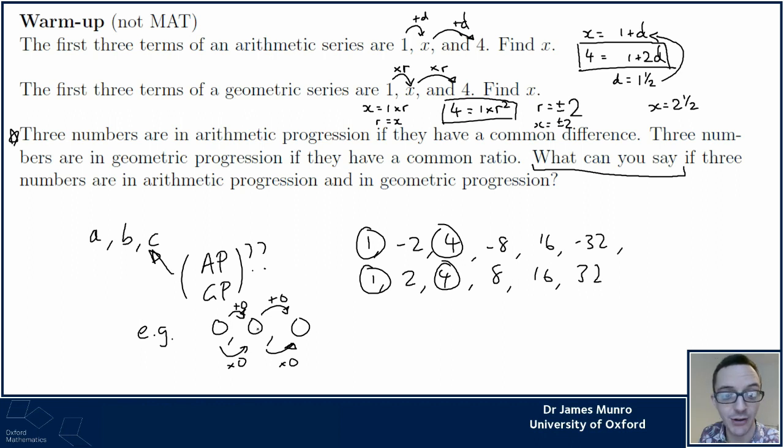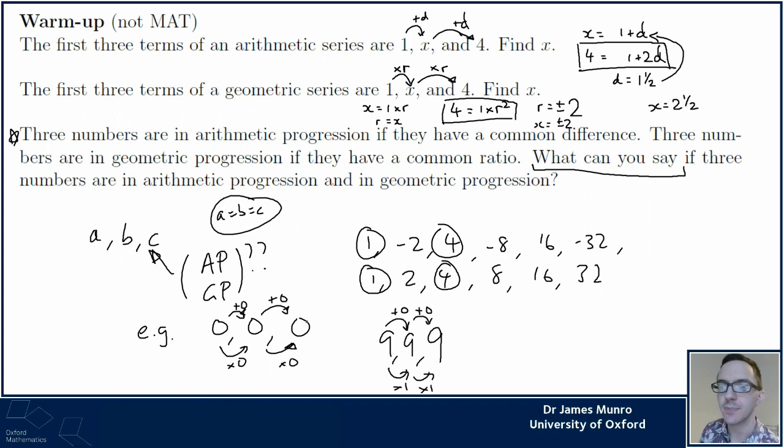There are some other ones as well though. Some people in the chat have pointed out that you could have any 3 numbers that are the same. So 9, 9, 9 is an example of an arithmetic progression, plus 0 each time, and it's also a geometric progression, times 1 each time. And I think some people have claimed that this is all of the solutions in a way, not just 0 and 9, but any number repeated, A equals B equals C. I thought I'd do a quick little proof of that.